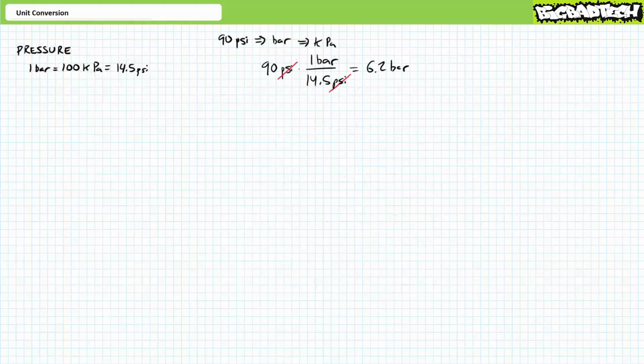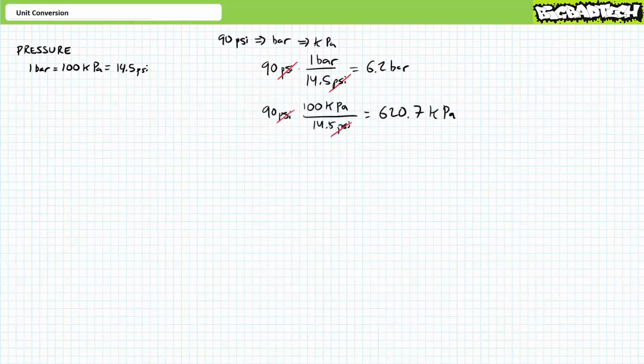Our next set of problems deal with pressure, where 1 bar is equal to 100 kilopascals, which equals 14.5 psi. Units of bars and pascals use engineering prefixes, whereas psi does not. We're first being asked to convert 90 psi to bar. The unit we want, bar, is on top. The unit we don't want, psi, is in the bottom. 90 psi times 1 bar divided by 14.5 psi. Units of psi cancel out. We're left with 6.2 bar.